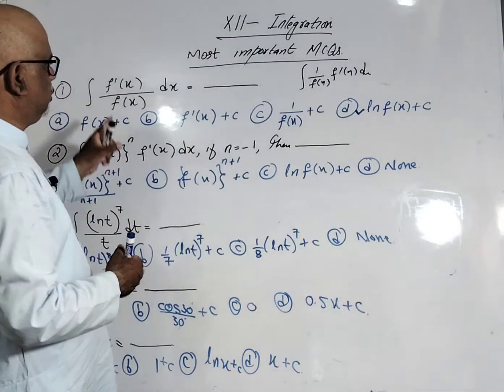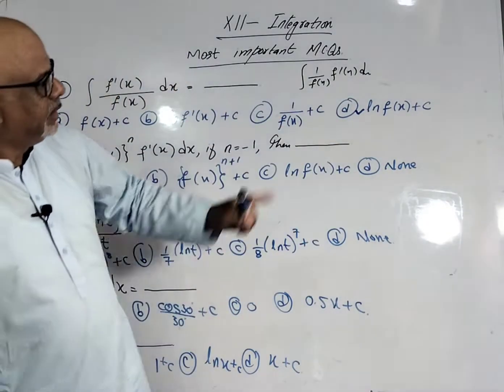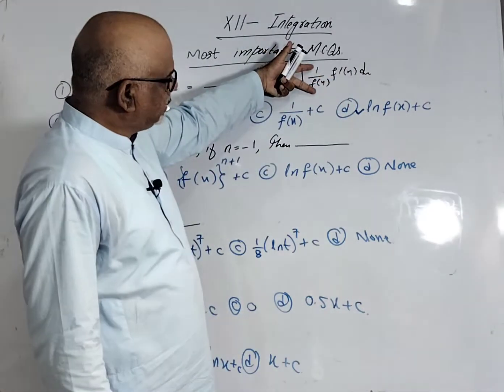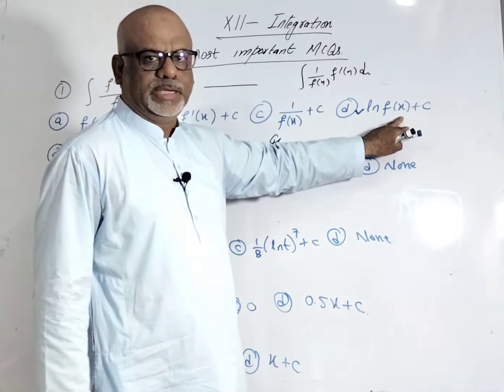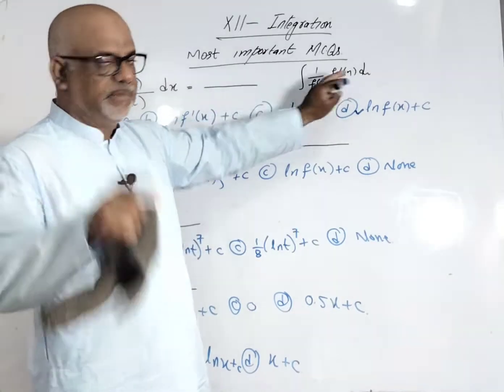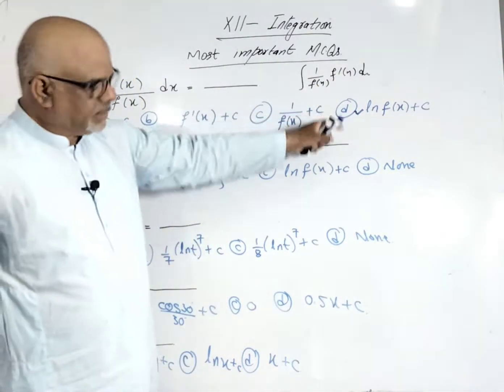Dear students, so the correct option is D of the first MCQ here. When the derivative with the function is given, this is 1 over x, the integration of 1 over x will be equal to ln of x, and x means f of x here when the derivative is given. So the D option is correct.